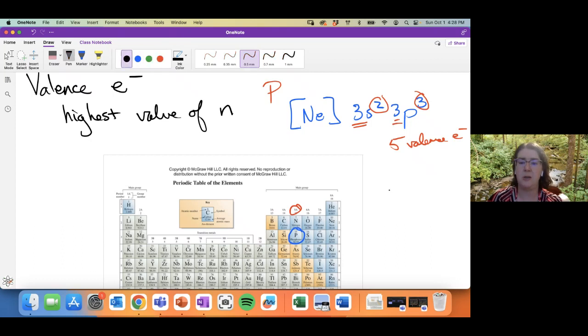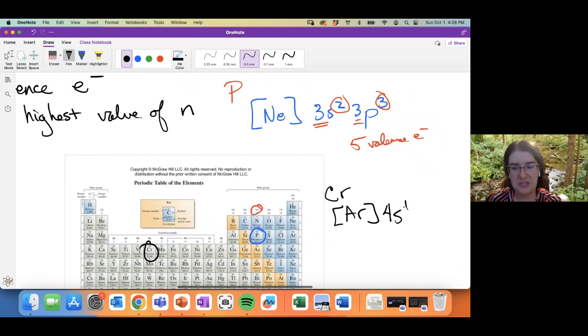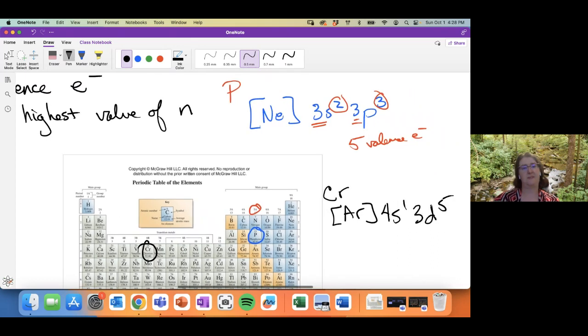Let's do one that will make you angry. I don't mean that like make you angry. I mean that like let's do one that is not as straightforward. And I should say it like that because that's what I mean. Let's do chromium. Argon, chromium's down here. Argon 4s1, because it's one of your exceptions, 3d5. You have 2 different values of N. You have 4 and you have 3. Only one of those is higher than the other, which is 4. So chromium has 1 valence electron.